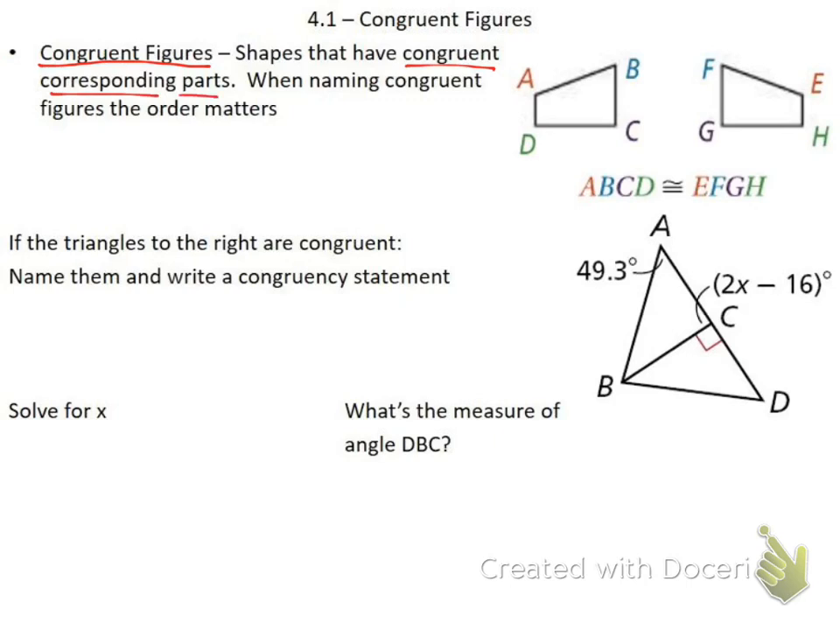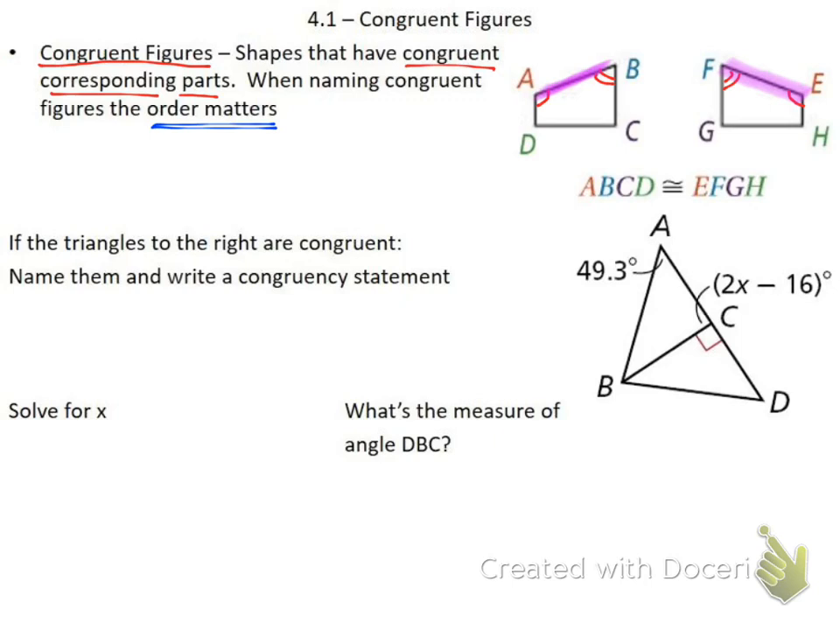So that means that, in the shapes that I have over here, angle A and angle E are equal to each other, which means that the angles are equal to each other. Angle B is equal to angle F, and then also segment AB is going to be equal to segment EF. What we need to understand when we're naming congruent figures is that the order matters.